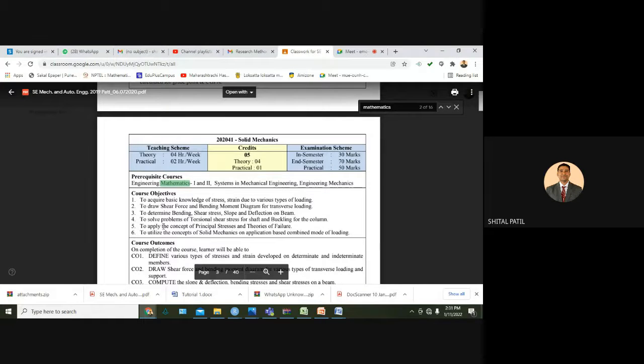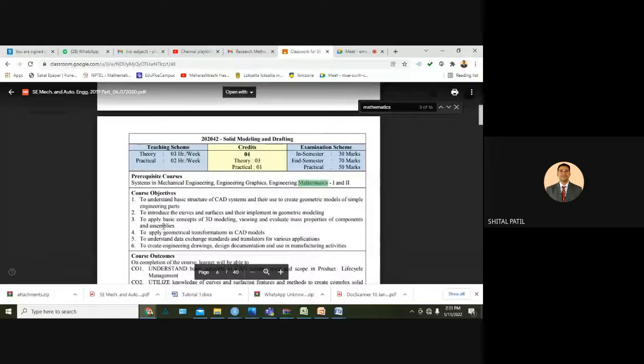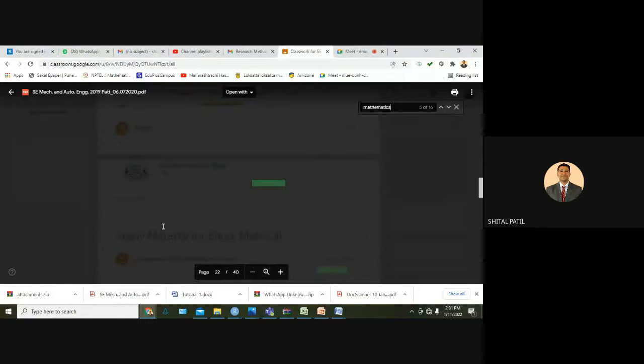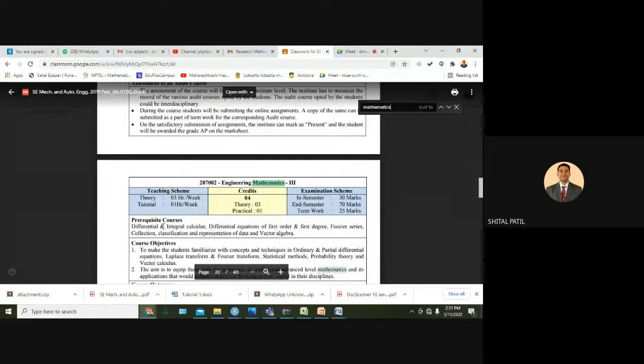Third semester. Okay. So there it is written, prerequisite course: engineering mathematics 1 and 2. Here also, I think in around 70 to 80% of mechanical courses, engineering mathematics 1 and 2 is the prerequisite. Engineering thermodynamics is a mathematical subject, so mathematics is required. And here we have the syllabus of engineering mathematics 3.